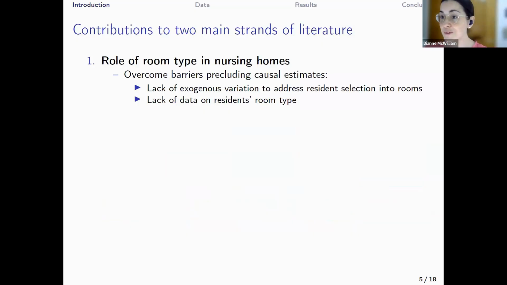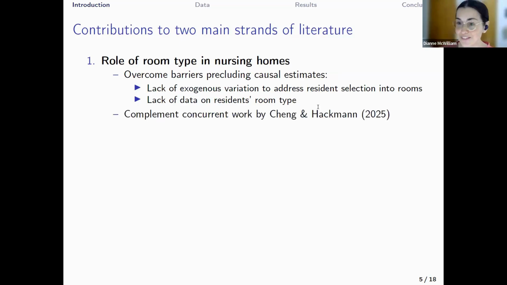This work, I think, contributes to two main strands of literature. The first, quite specifically, is looking at what's the role of room type within nursing homes. Most of the work here has really been descriptive. There's some barriers, I think, that have prevented us having causal estimates. The key challenge here is that residents are very likely to be selecting into rooms in a way that's probably related to their baseline or underlying health. So we need some kind of randomness, some kind of exogenous variation, which is what I'm bringing here, and I'll share in a second. Also, at least in the US, we haven't really had data on which residents receive which types of rooms. So I'm also contributing there.